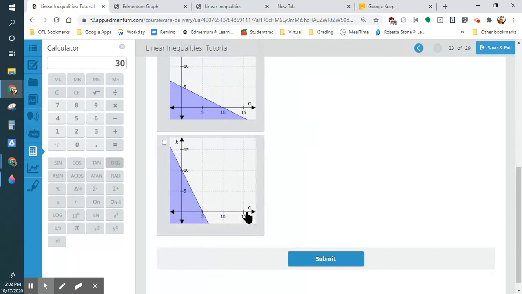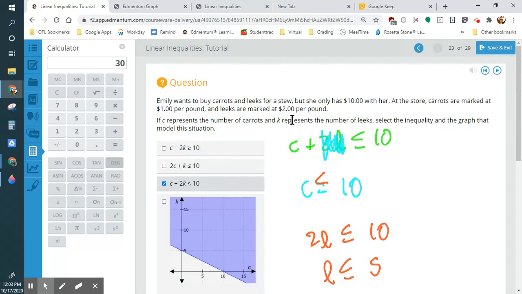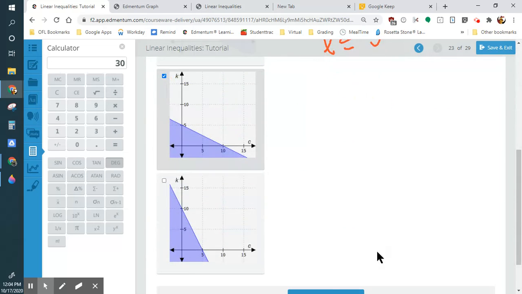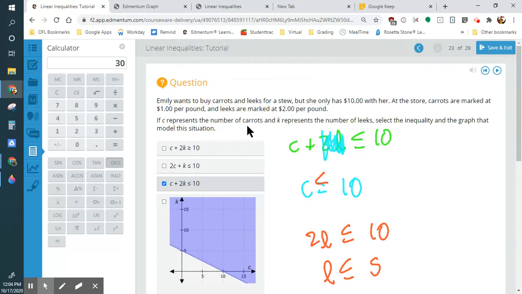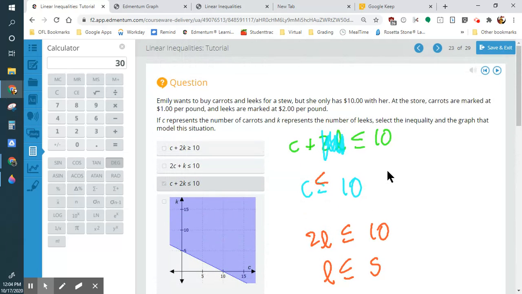So both of these, if they would have switched the C and the K, this could have worked. But because they didn't, and we're talking about leeks here, they basically want leeks to be our y value. And I should have read this because right here it even says K represents leeks. So those should be our two answers.